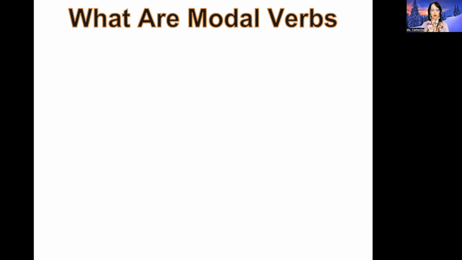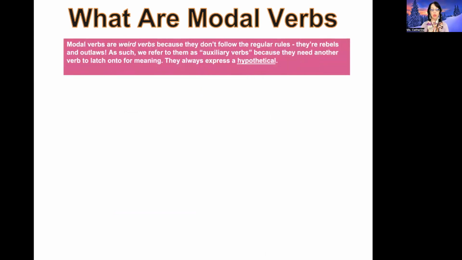So what are modal verbs? Modal verbs are weird verbs because they don't follow the regular rules. They're rebels and outlaws. As such, we refer to them as auxiliary verbs because they need another verb to latch onto for meaning. They always express a hypothetical.